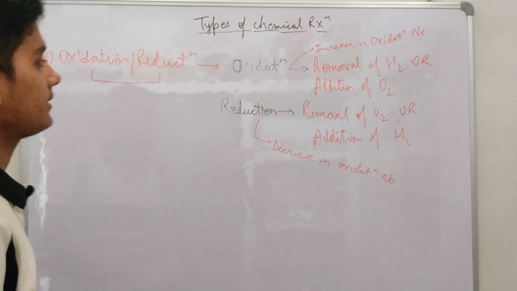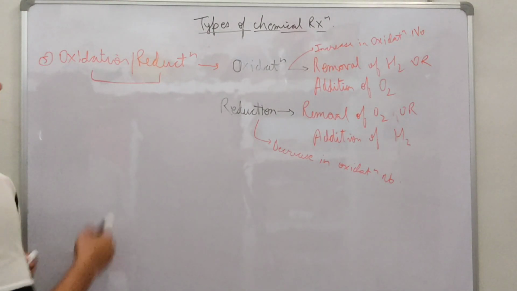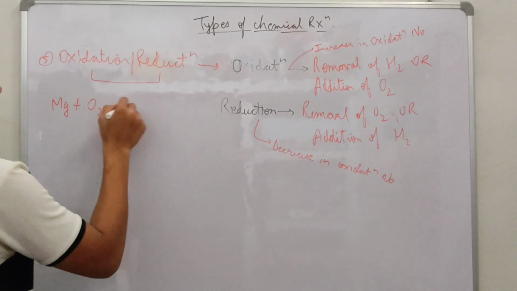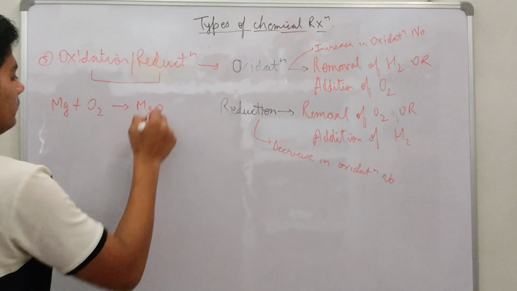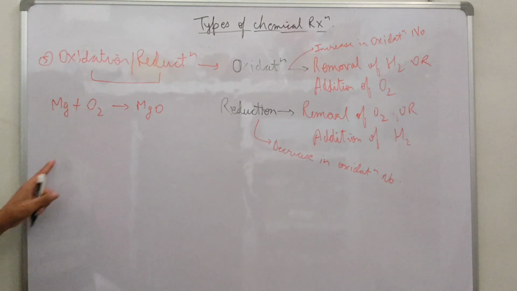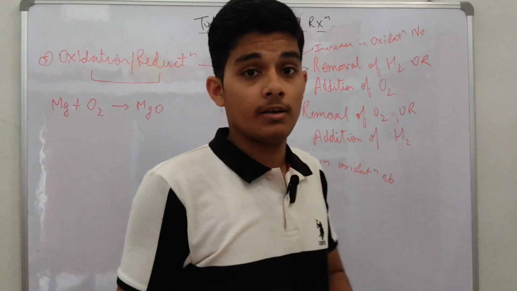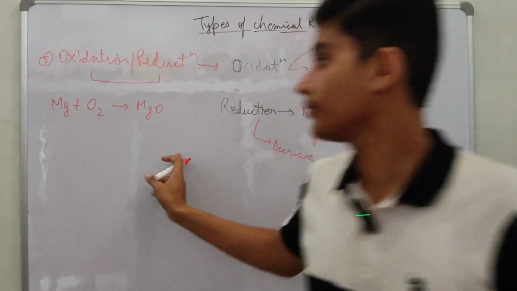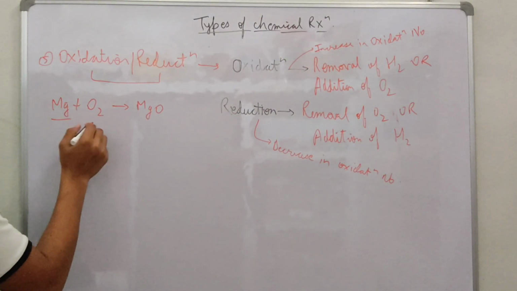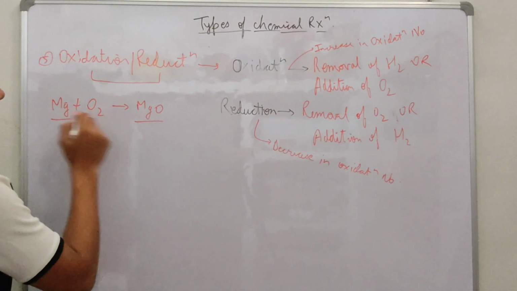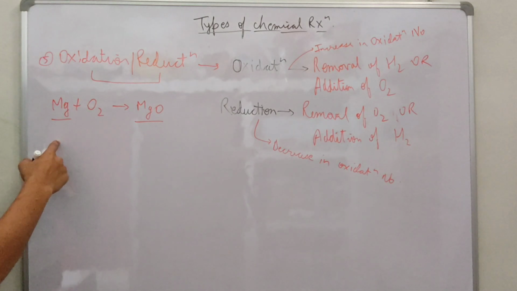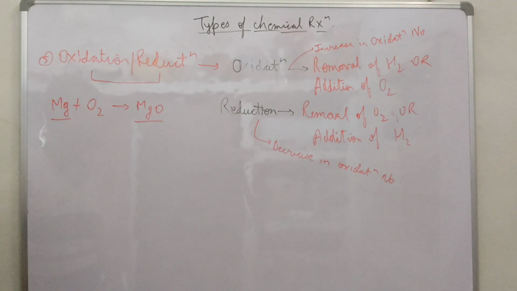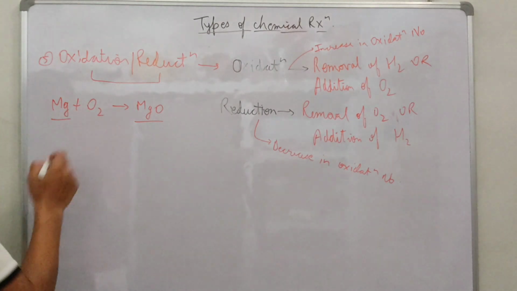So we will see some examples of oxidation. Example: Mg plus O2 gives MgO. This was the reaction we saw at the very start of the chapter. Here you can see that Mg is oxidizing because there is addition of oxygen in MgO. On the left-hand side there was no oxygen with Mg, and on the right-hand side there is MgO, which is addition of oxygen, so it is oxidation.